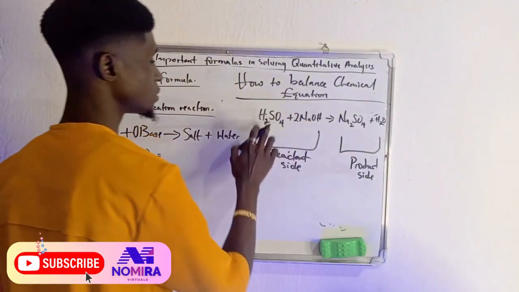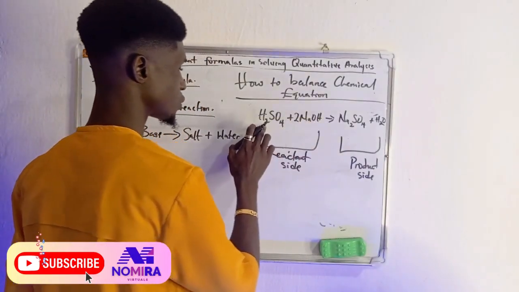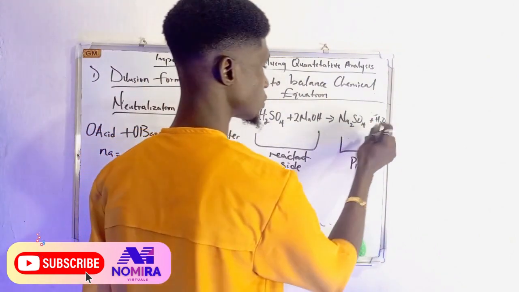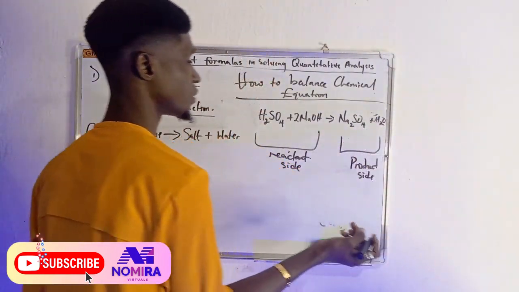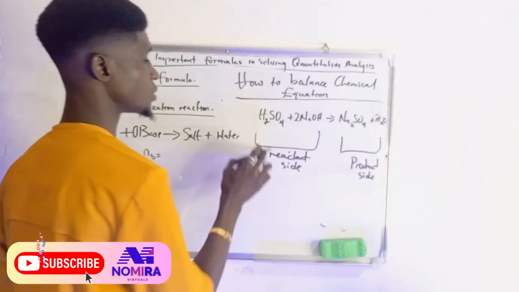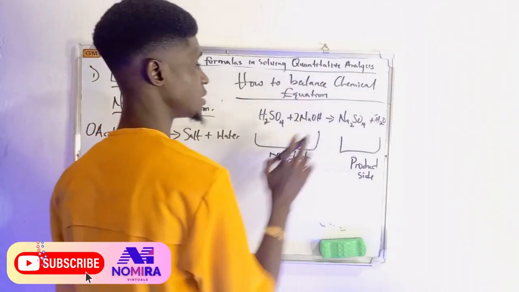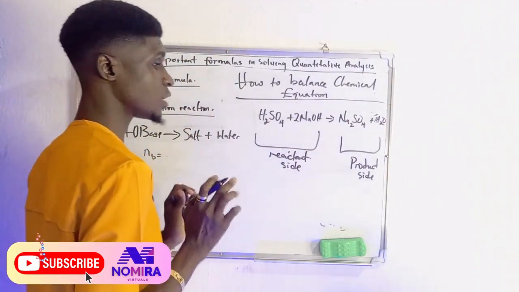Hydrogen is now balanced. Hydrogen is 2 here plus 2 here, which is 4, right? So to balance this one, we put 2 here, meaning that hydrogen is 4 now. So it is balanced at this point. Then sulfur is 1 here on the reactant side, and also 1 on the product side. So sulfur is now balanced.